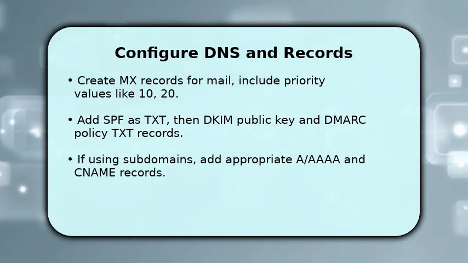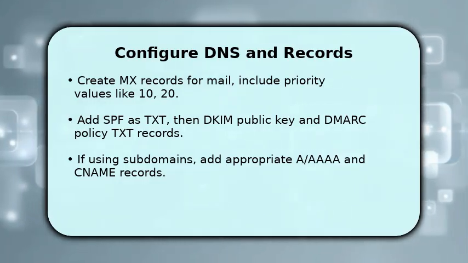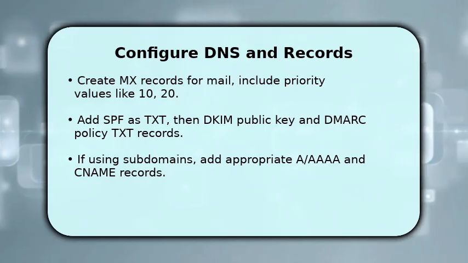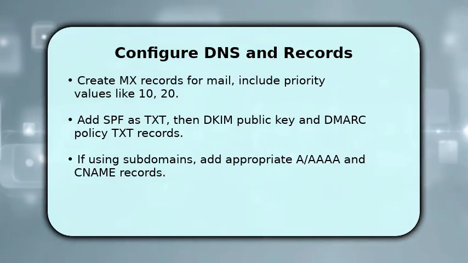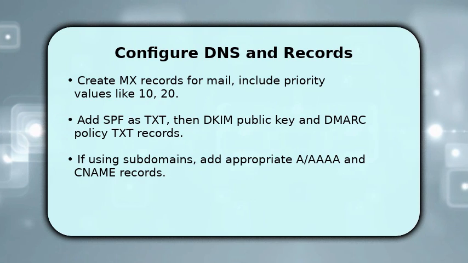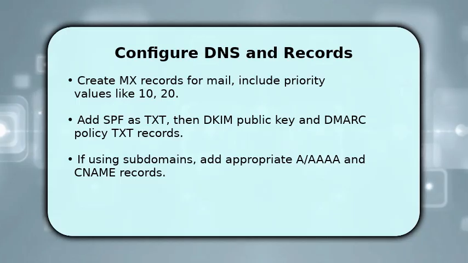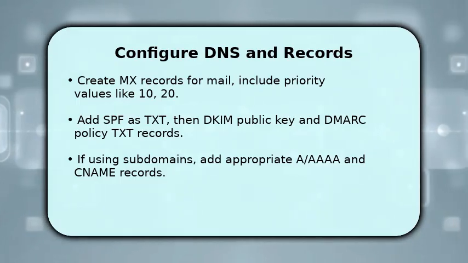Next, publish an SPF TXT that lists authorized senders. Then add the DKIM public key the provider supplies and a DMARC policy TXT to enforce handling. If you'll use subdomains, create corresponding A or CNAME records. Make sure TTLs are reasonable and save changes so propagation can begin.